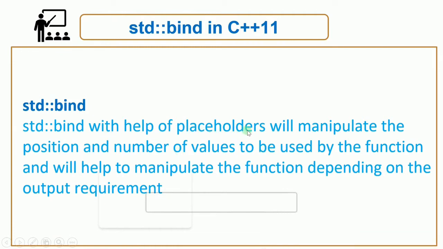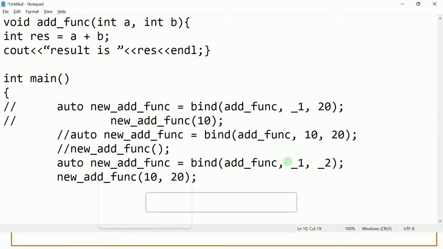So with the help of the placeholders, it will manipulate the position and the number of the values to be used by the function. The position I will explain, but the number of values you understood. Here we are using underscore 1, underscore 2. Maximum is 2. That means when you call this new function, you are supposed to pass 2 arguments. In the first case, we were passing only underscore 1, no underscore 2, so only 1 argument we are supposed to pass.